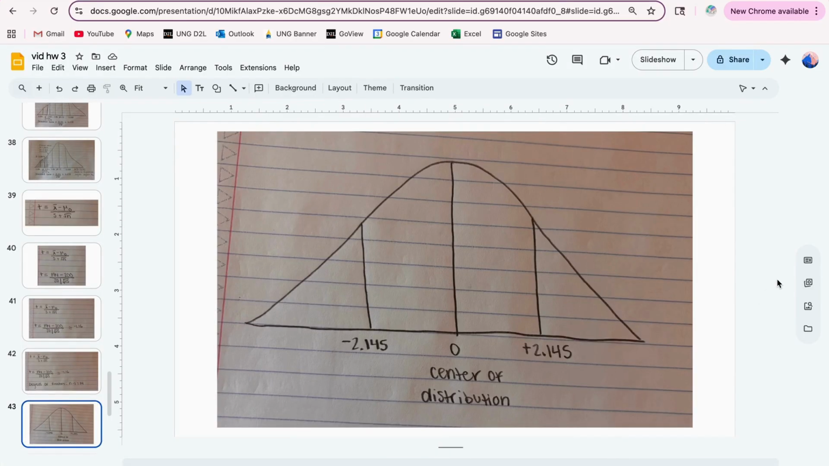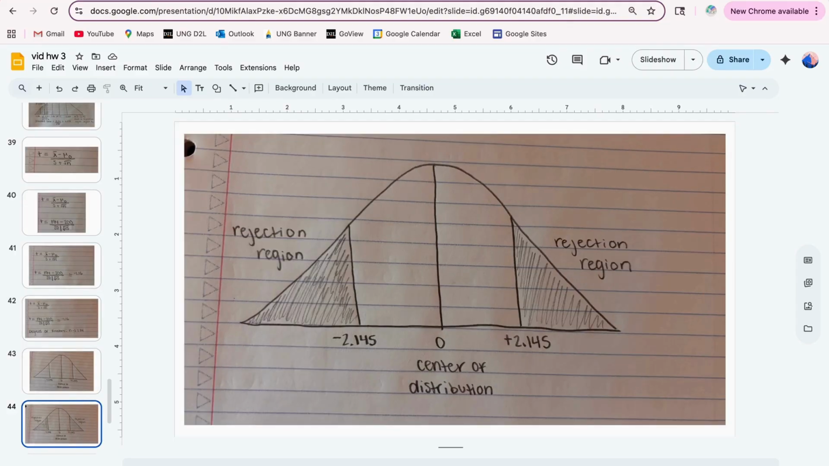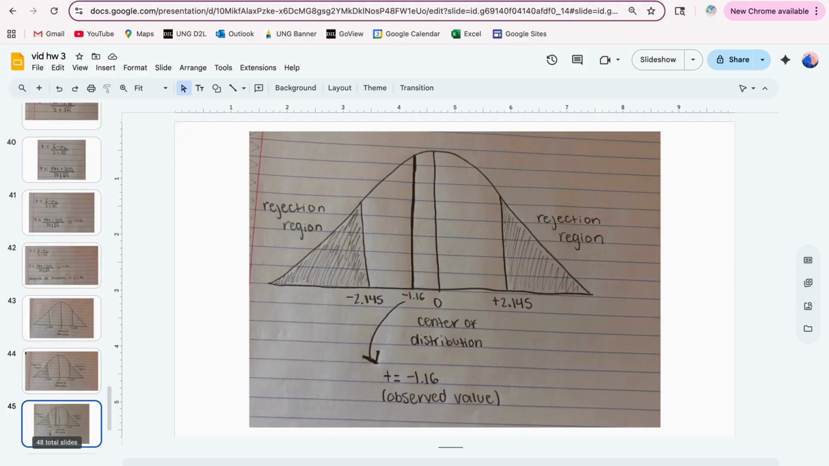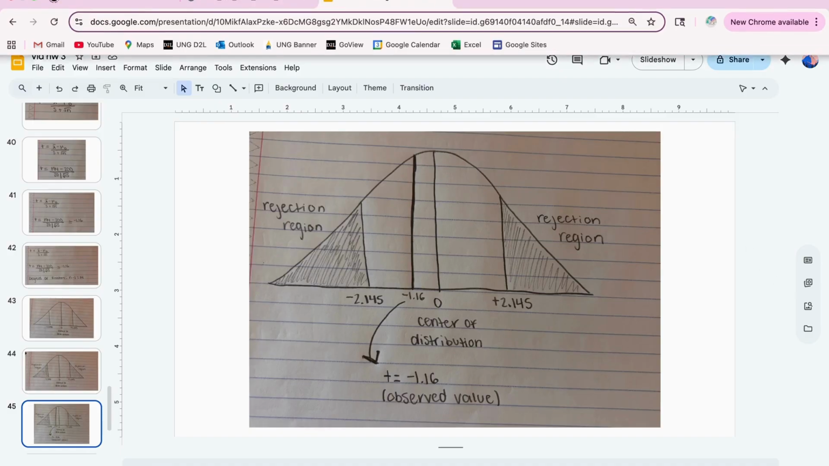I started by drawing a regular bell curve with the mean marked in the center. Then I added the critical values at positive 2.145 and negative 2.145 to represent the rejection regions of both tails. Then I shaded the rejection regions. Next, I plotted our test statistic, negative 1.16, on the curve to show that it falls inside the non-rejection region, meaning it is not in the rejection zone.